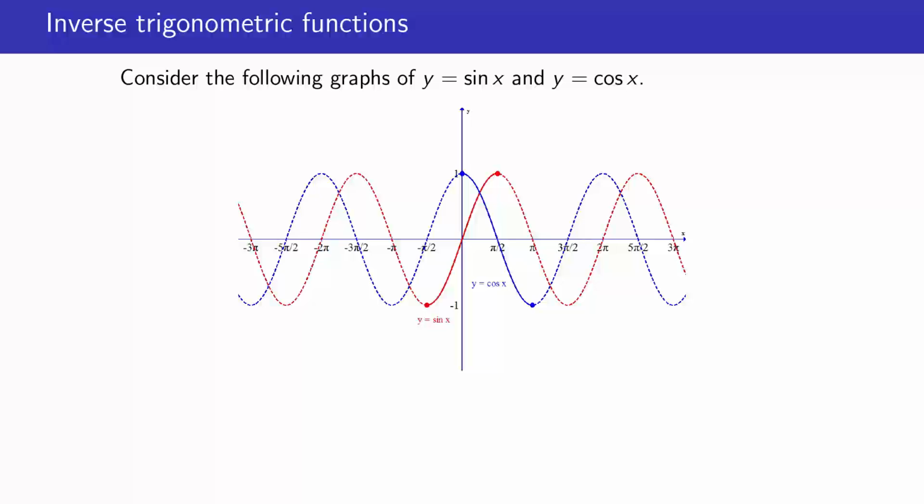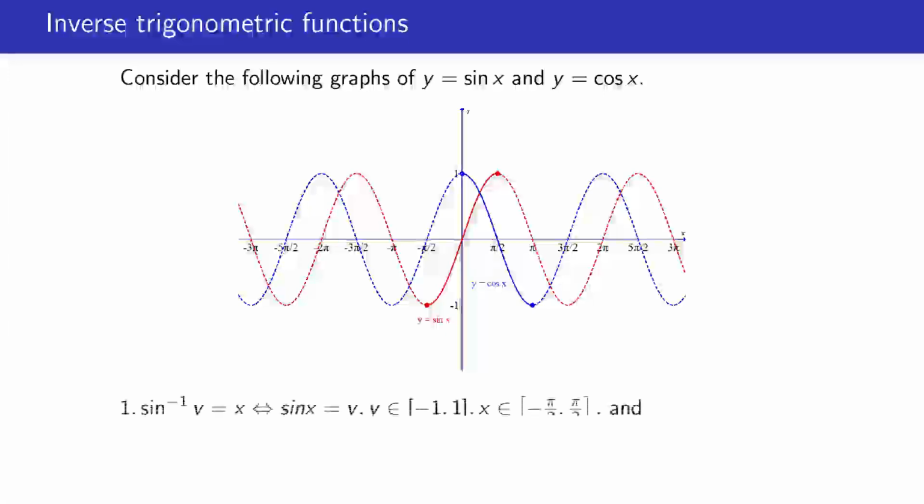So we see that any horizontal line which crosses these portions will cross them at only one point, and therefore if you restrict the domain of the sine function from −π/2 to π/2, then the function becomes one-to-one, and so you can have the inverse sine function. The same applies to the cosine function. So this gives us the following.